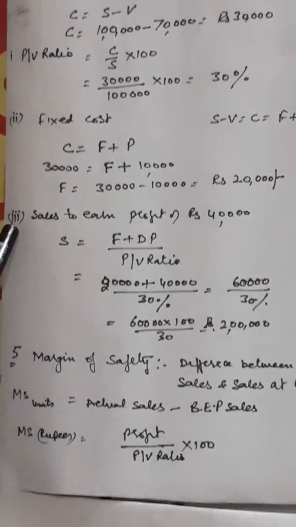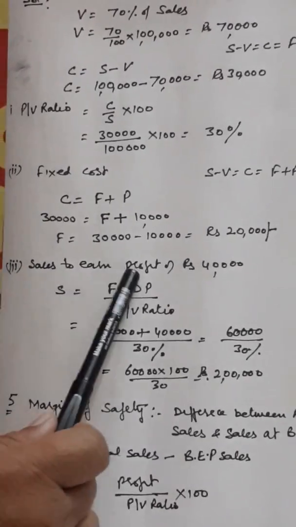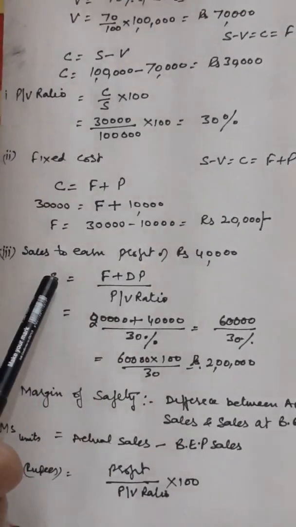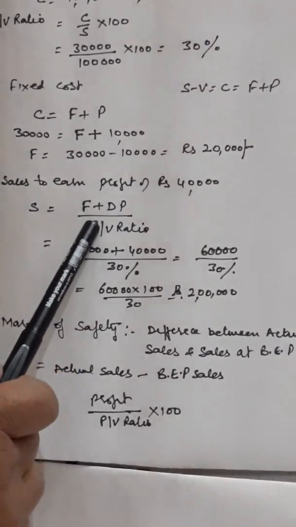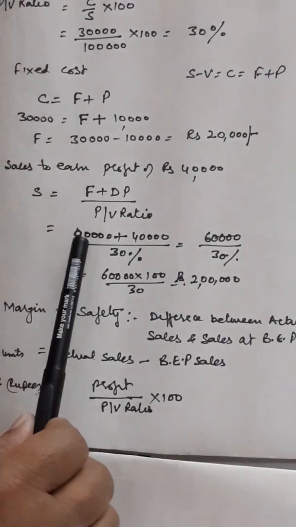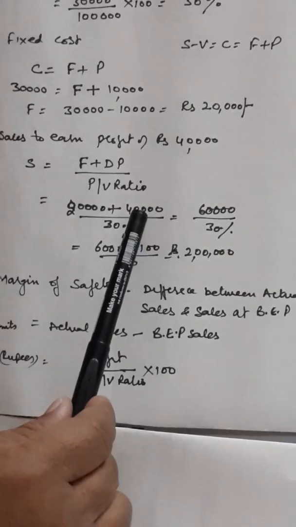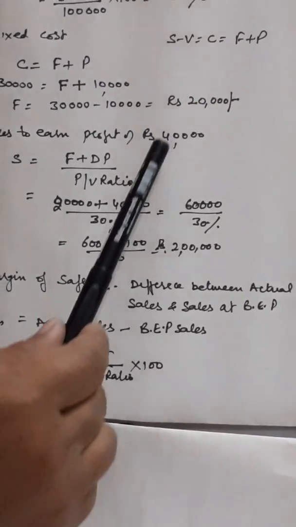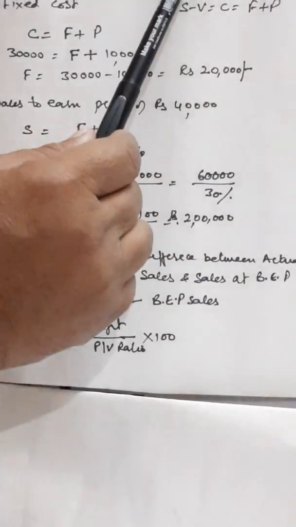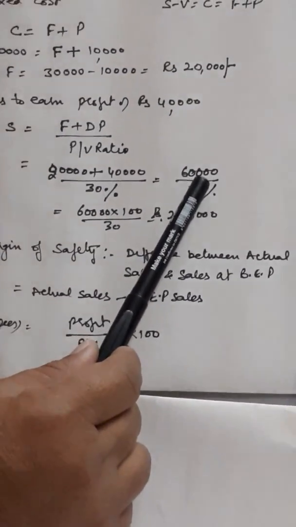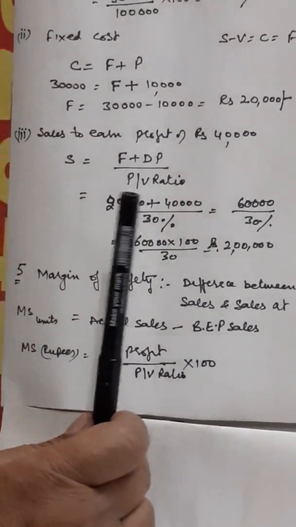Then the third step is sales to earn a profit of 40,000. The formula is sales to earn a profit of 40,000 is equal to fixed cost plus DP, desired profit, upon PV ratio. Fixed cost just calculated 20,000 plus desired profit given in question 40,000 divided by PV ratio, already we have calculated. Then it will be 60,000 upon 30,000. It works out to be rupees 2 lakhs.